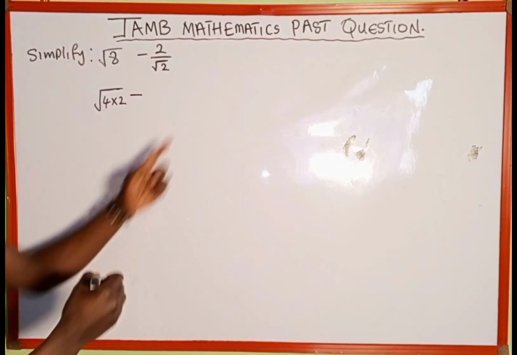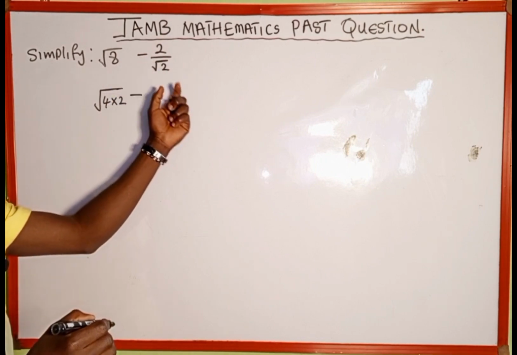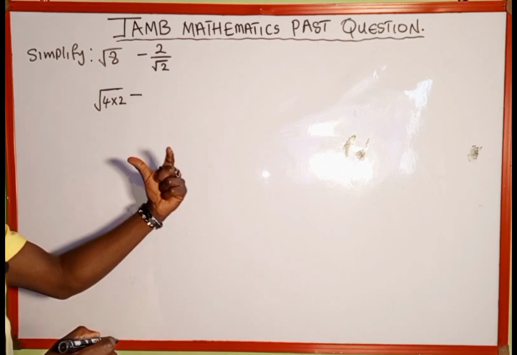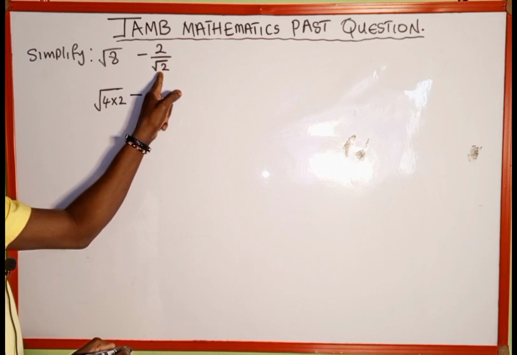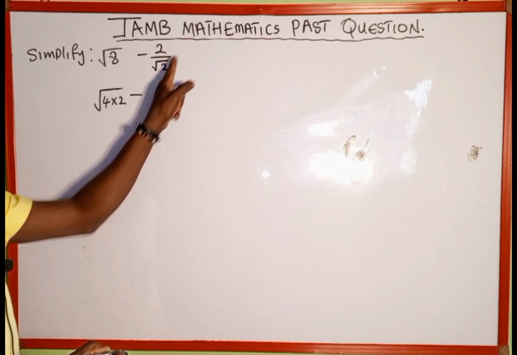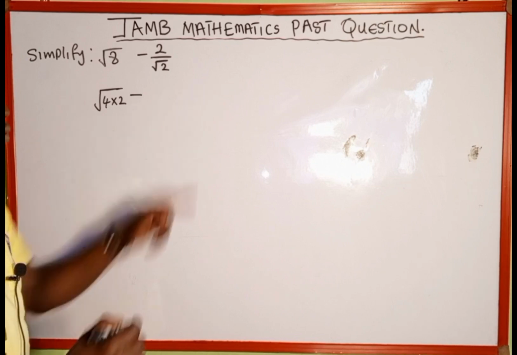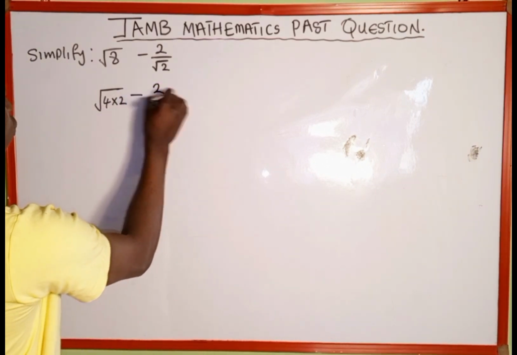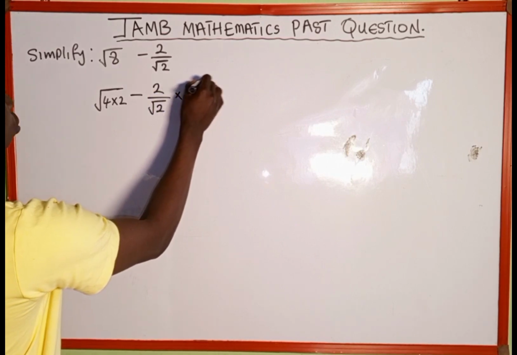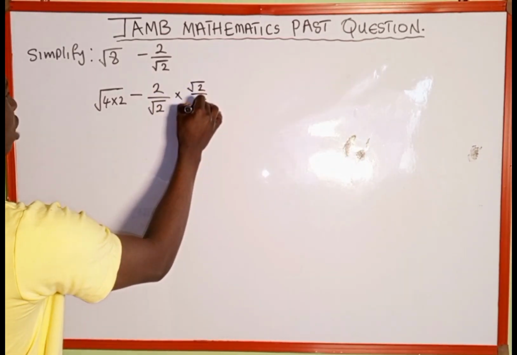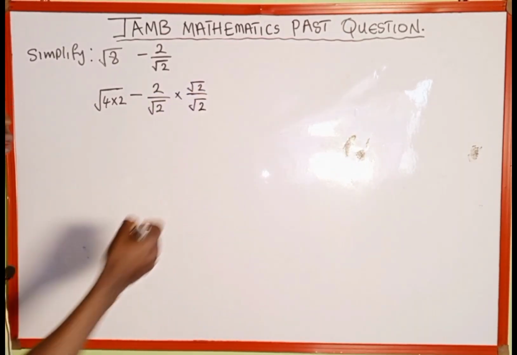Then minus, we are going to rationalize the expression on the right hand side. Rationalization meaning we are going to multiply this expression by what? This denominator, square root of 2 divided by square root of 2. So this is going to be 2 over square root of 2, then we multiply it by square root of 2 divided by square root of 2. So this is how to rationalize.